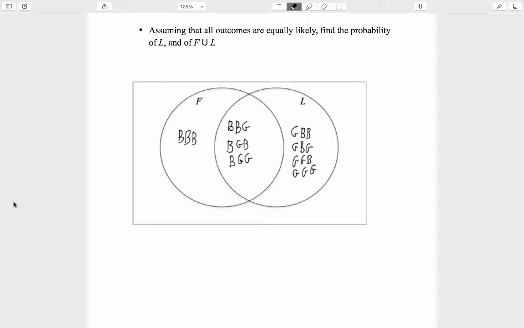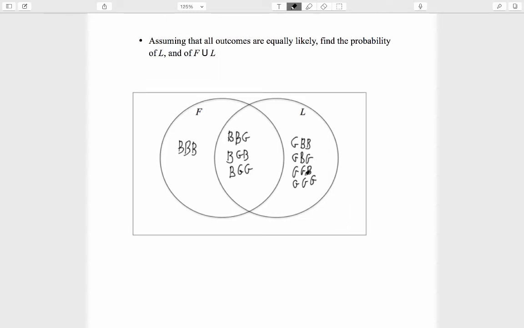Assuming that all outcomes are equally likely, find the probability of L and of F union L. There are 7 outcomes inside the L circle out of 8 outcomes total, so the probability of L is 7/8. Notice, by the way, that the probability of F that we had found in the previous example is 4 out of 8, and we see it again here. There are 4 outcomes inside the F circle. How about the probability of F union L, the outcomes that are in F or in L or in both? Well, that is all 8 out of 8 of them.